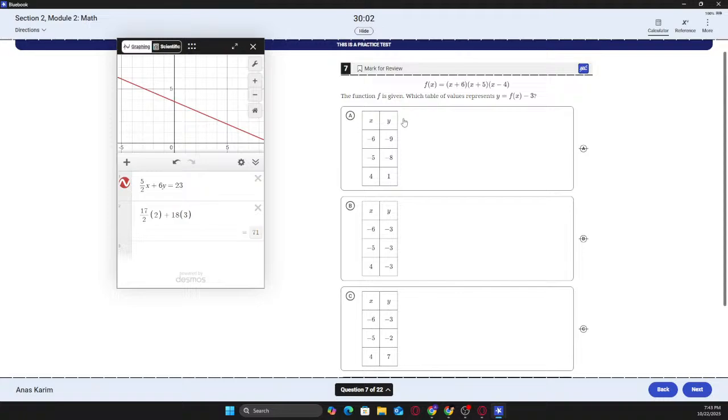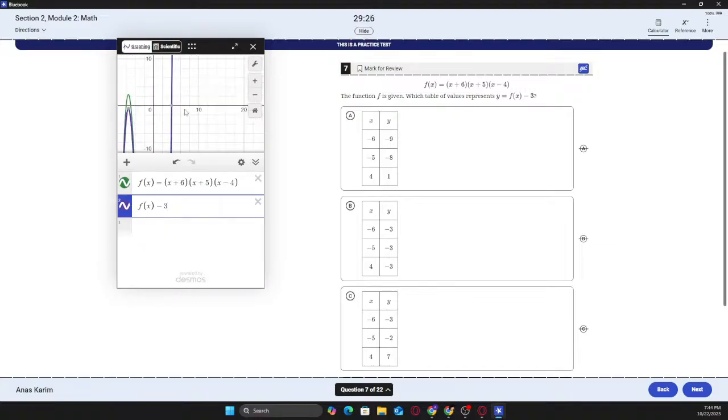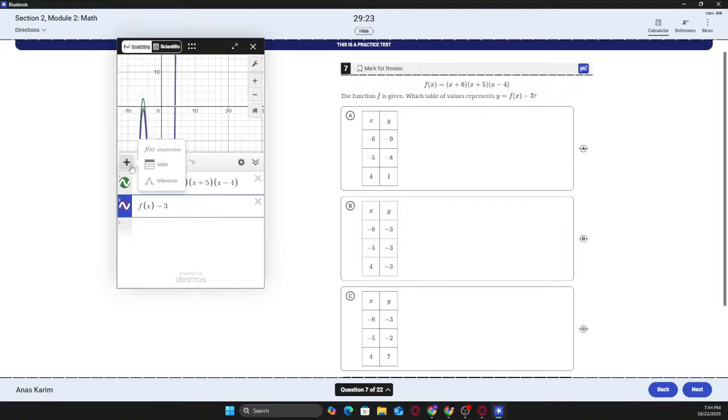X plus 6. Okay, so we're just given that. Okay, so we're given this. F of x equals x plus 6, x plus 5, and x minus 4. Now, if we do f of x minus 3, we're given the same things, and we just want to figure out, okay, we can actually make a table for it.